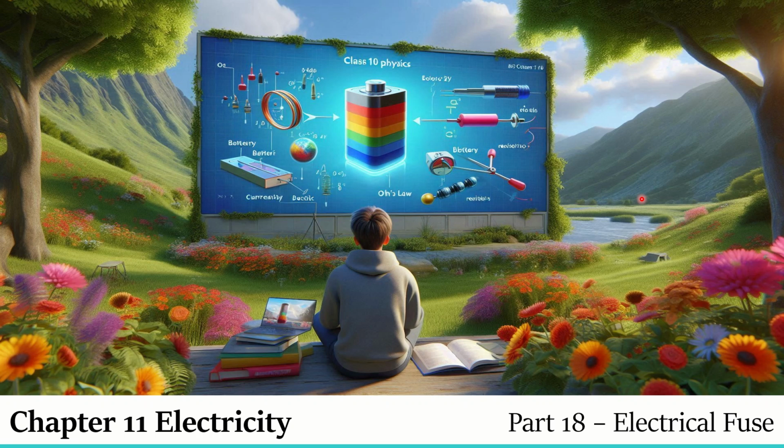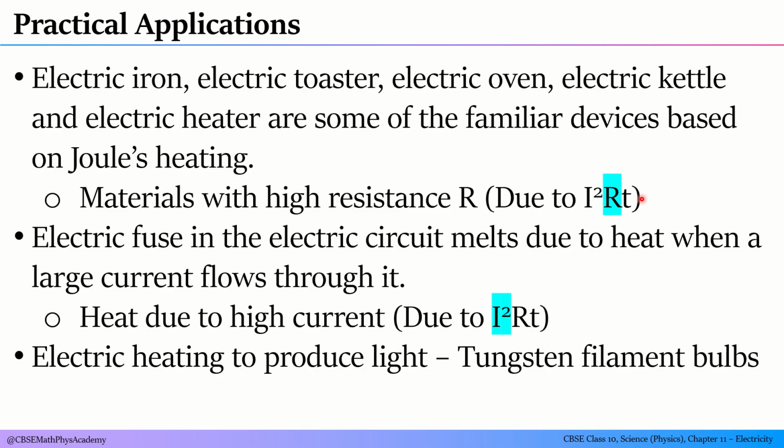Welcome back, students. In this video, we will discuss the electrical fuse and see the practical applications of Joule's law. In the last video, we discussed the practical applications of the heating effect of current, where we saw three examples: electric iron, electric fuse, and electric heating of lights. In this video, we will discuss in detail the electrical fuse, where the heat produced due to current mainly depends upon the factor I square.